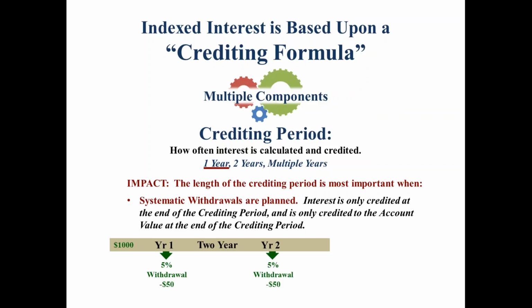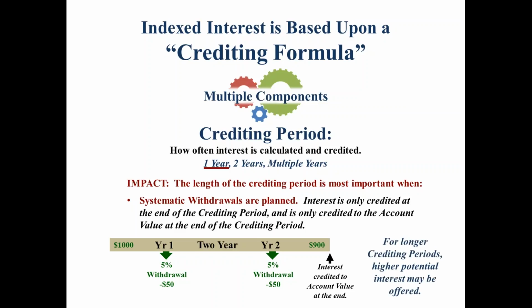And then we move into the second year of the contract, but we're still within the first crediting period because it's a 2-year, when I take another $50. Then at the end of that 2-year period, I'm going to have $900, right? So whatever interest is credited is only going to be applied to that $900. So the longer we stretch these crediting periods out and people are making withdrawals, the less money is going to be in the account at the end of that crediting period when they determine any interest to be applied. Does that make sense to you guys? Yes.